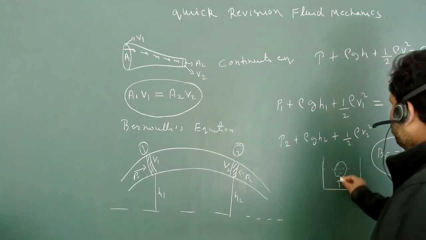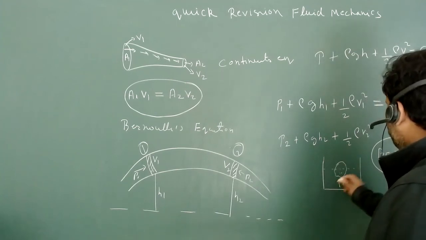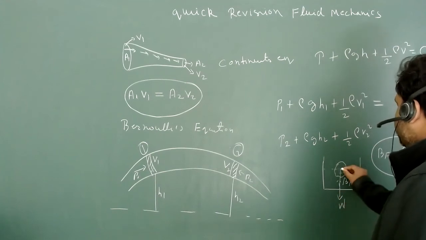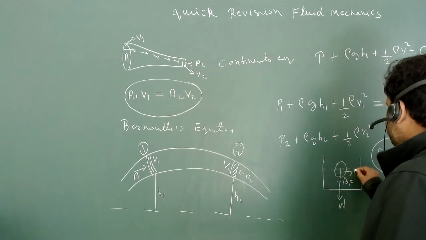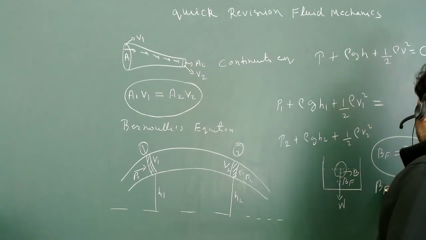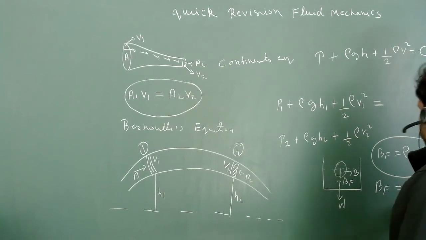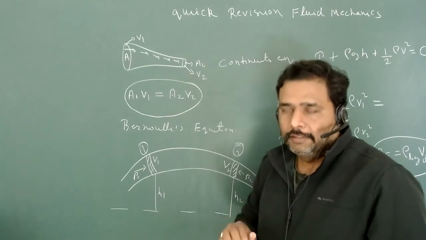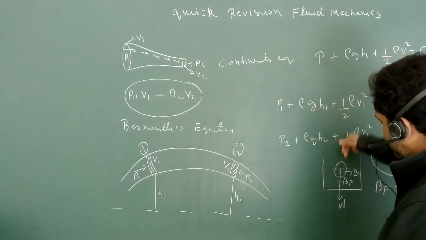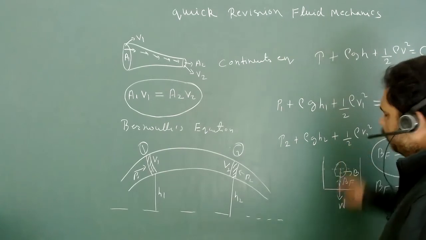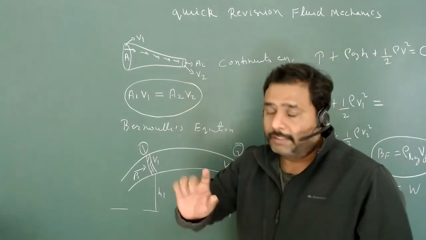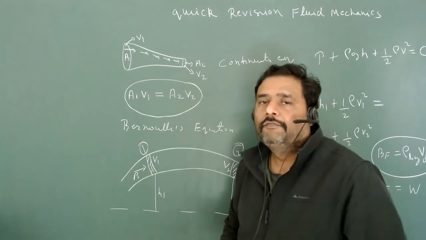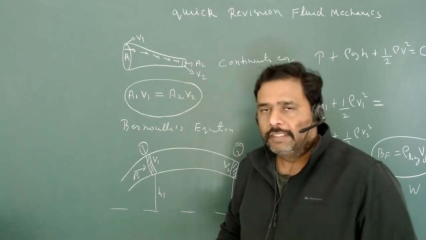At equilibrium, your buoyancy force will equate to the weight of the solid. This is your weight, and this is your buoyancy force, let's say B. So buoyancy force must be equal to weight at equilibrium. You can also learn a little bit more: if you push with some extra force and then leave it, it will oscillate. You have to do this in the oscillation chapter, and you should know how to find the angular frequency of that oscillation.